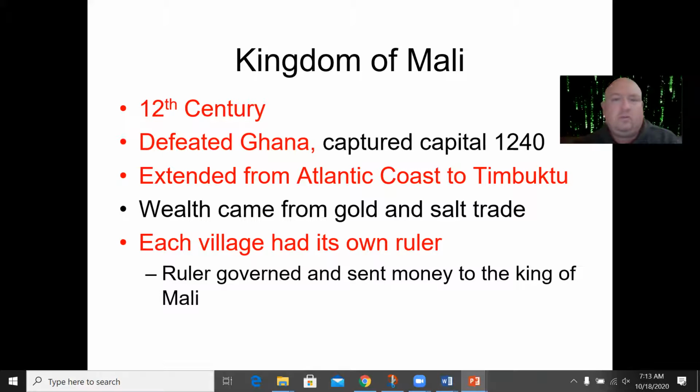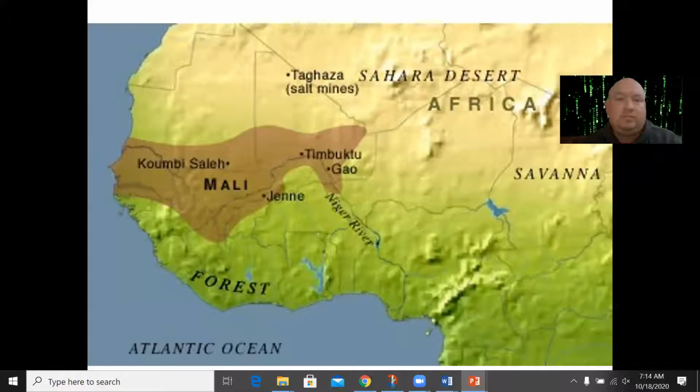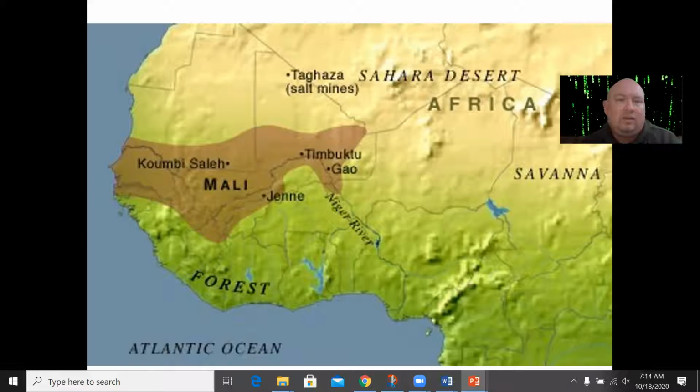That's really the 13th century, in 1240. They extended from the Malian coast to Timbuktu. Again, we're trading gold and salt. This system included each village having its own ruler that sent money to the king of Mali. So much more of a city-state style of government. You see in the brown is where Mali was, right on that edge between the forest, the savanna, and then the deserts to the north.